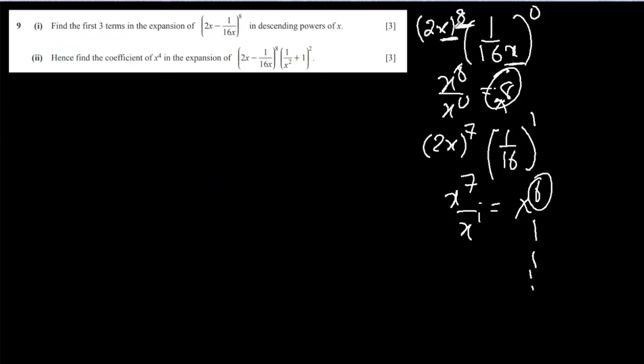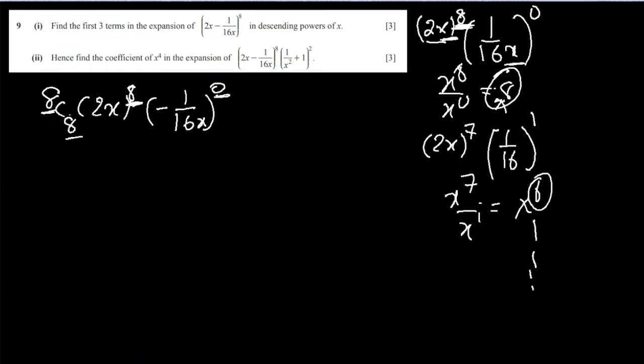Because the first combination has an exponent of 8 with 2x, we will write 2x to the power 8 and this will be 8c8, because in binomial expansion, this number and this number must match. Secondly, in binomial expansion, this time I'll write the sign, 1 over 16x, to the power 0. 8 plus 0 should be equal to the number which is originally the exponent. So 8 plus 0 is 8. That is good. This is our first term. These are the first three terms.